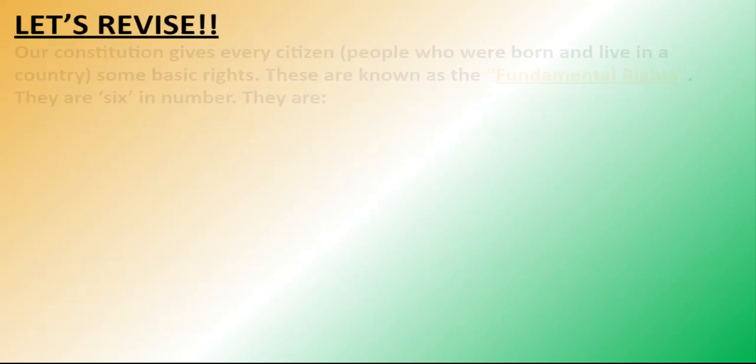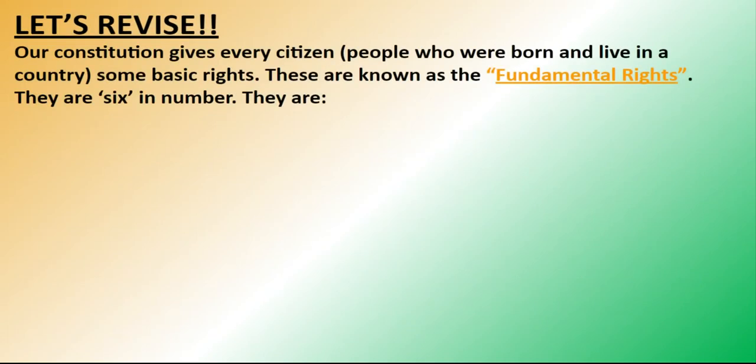Let's move further, children, and let us revise some more facts. Our constitution gives every citizen, and who is a citizen? People who were born and live in a country are known as citizens. So, our constitution gives every citizen some basic rights. These are known as the fundamental rights. They are six in number. Number first is right to equality, which means that all the citizens are equal before law.